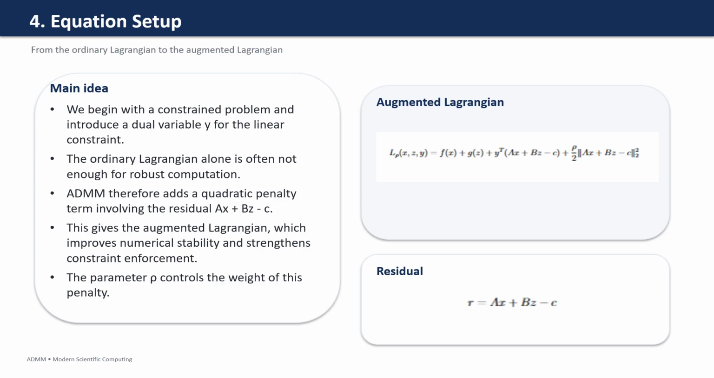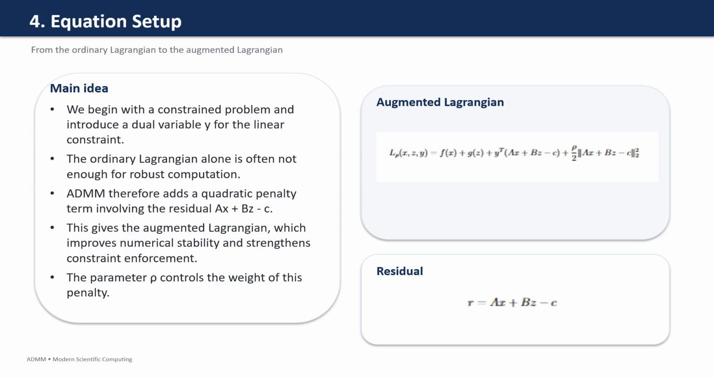ADMM instead uses an augmented Lagrangian, where the augmented Lagrangian adds a quadratic penalty on the constraint residual. As seen in this slide, look at the augmented Lagrangian L rho of x, z, y equals f of x plus g of z, plus the same form as seen before, and then you add a quadratic penalty term onto the end. Here, the residual is the constraint Ax plus Bz minus c, and the rho over 2 term penalizes any violations in the constraint, where the rho parameter, rho being greater than 0, controls how strongly constraint violations are penalized.